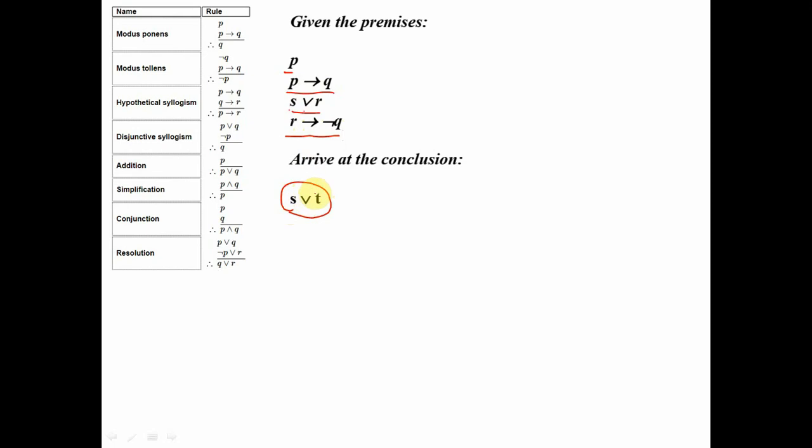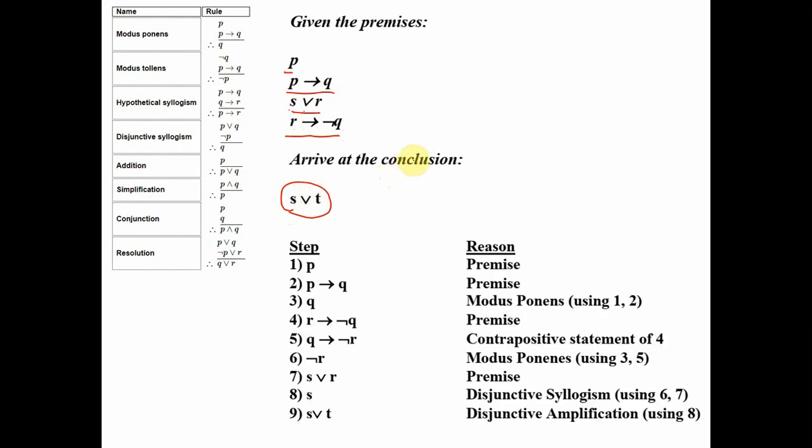Now let us see how to work with this. Once again, P is a given premise. P implies Q, once again a given premise. Now I can apply modus ponens over here. It says P implies Q and P. I apply modus ponens on these two and I can get the inference Q. So this is the derived premise. So now I have Q.